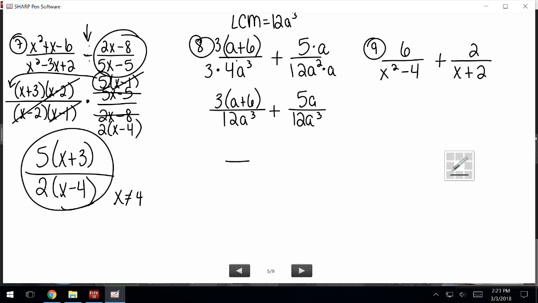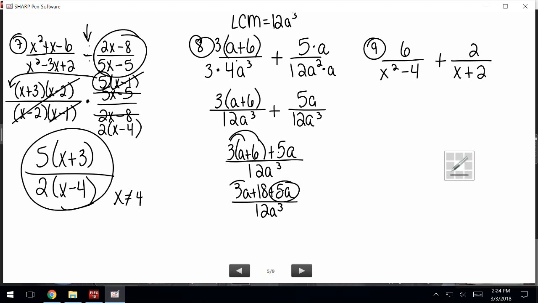Okay, then we're going to make it one big fraction. You could go ahead and distribute if you wanted to. All right, so now I'm going to distribute, and I'm going to get 3a plus 18 plus 5a over 12a cubed. And then I'm going to combine like terms. 3a plus 5a is 8a plus 18 over 12a cubed.